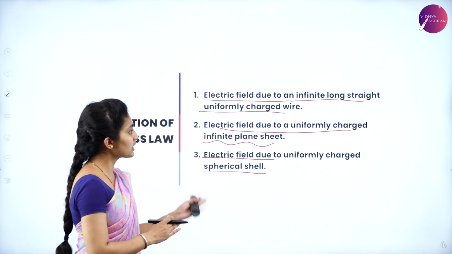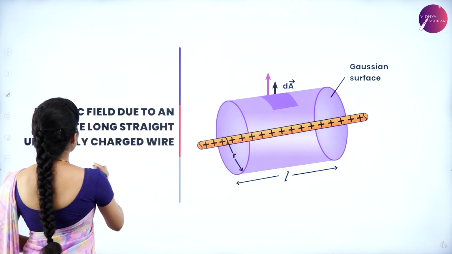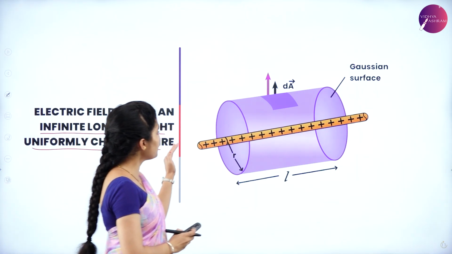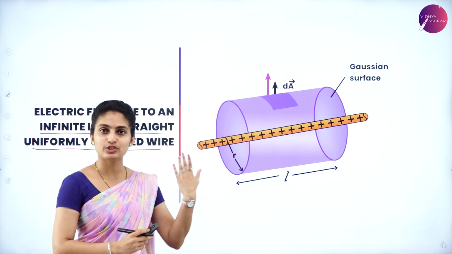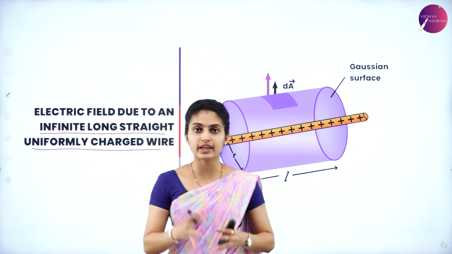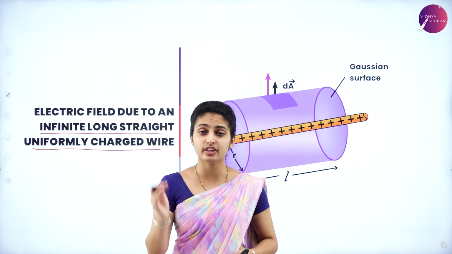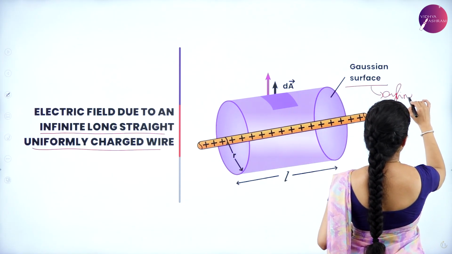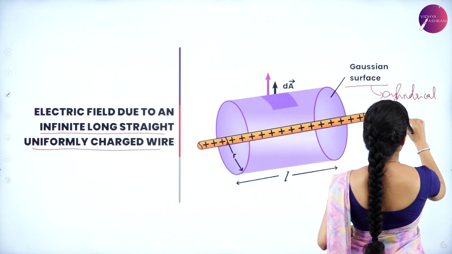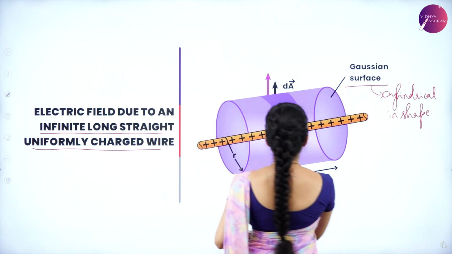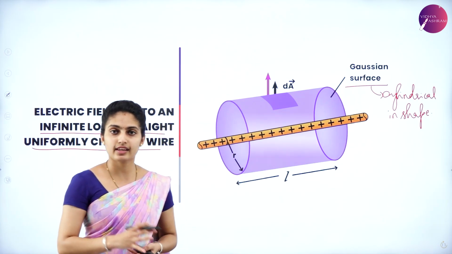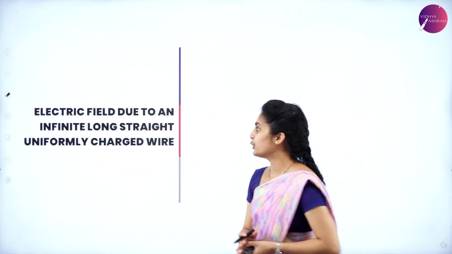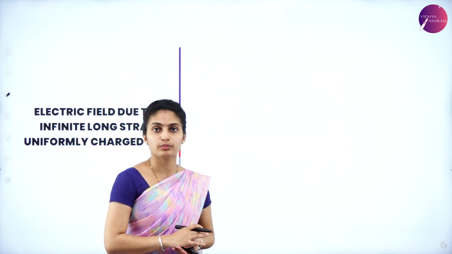So now, having these concepts, let us derive the electric field due to an infinitely long straight uniformly charged wire. So we have an infinitely long straight uniformly charged wire which is taken in a horizontal way, and covering that we have the Gaussian surface which we are considering over here, and that Gaussian surface is cylindrical in shape, which has the length L and its area is dA as given over here. Okay. So now we are checking the electric field due to an infinitely long straight uniformly charged wire.